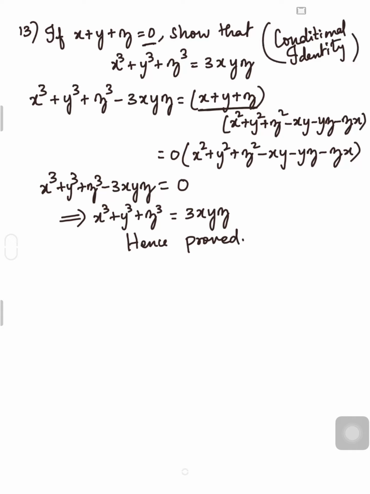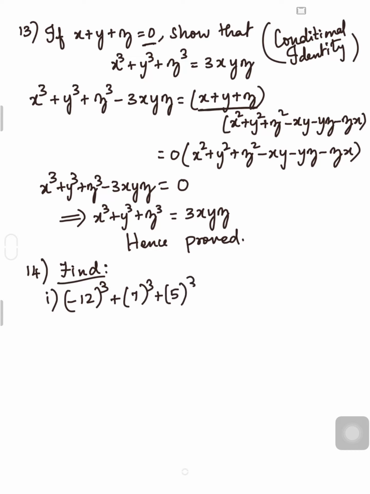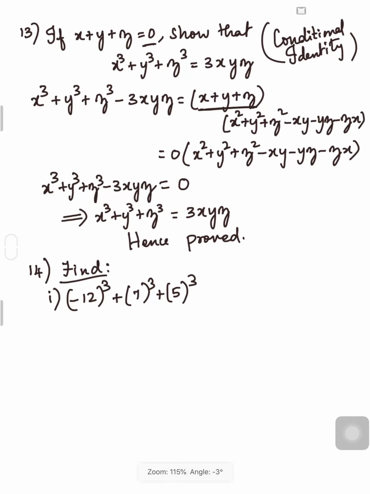Clear, children? Then we will move on to the 14th Roman number. Without actually calculating the cube, find the value. So what is that? Find first one, minus 12 the whole cube plus 7 the whole cube plus 5 the whole cube. So it is in the form of a cube plus b cube plus c cube. So when you get a cube plus b cube plus c cube, when a plus b plus c is equal to 0, you get a cube plus b cube plus c cube is equal to 3abc. So we have to check whether a plus b plus c is equal to 0.